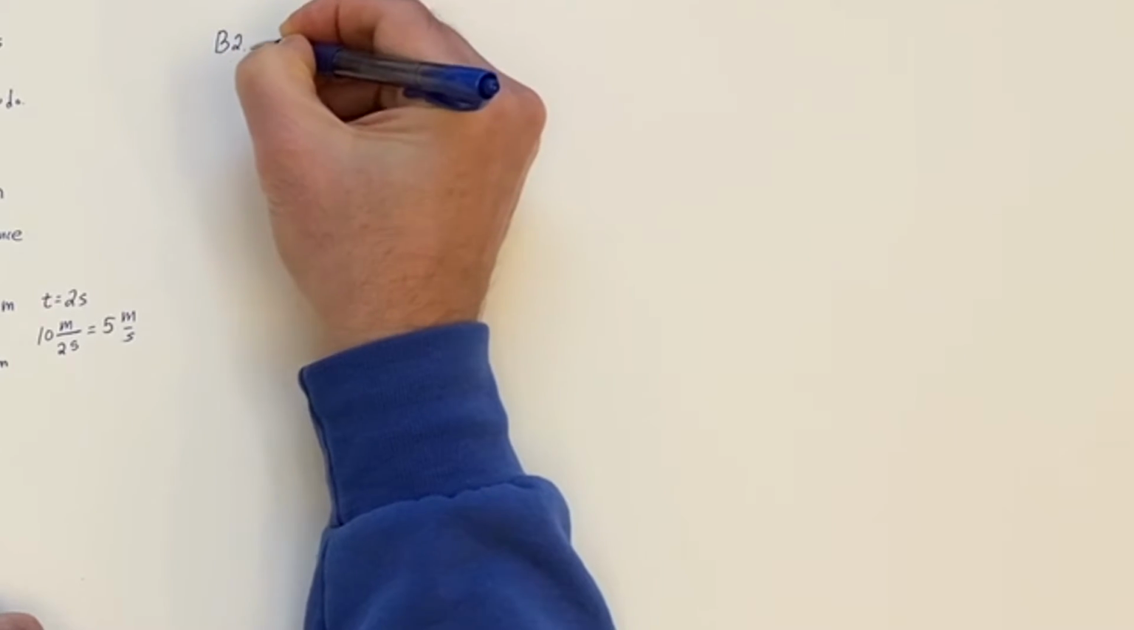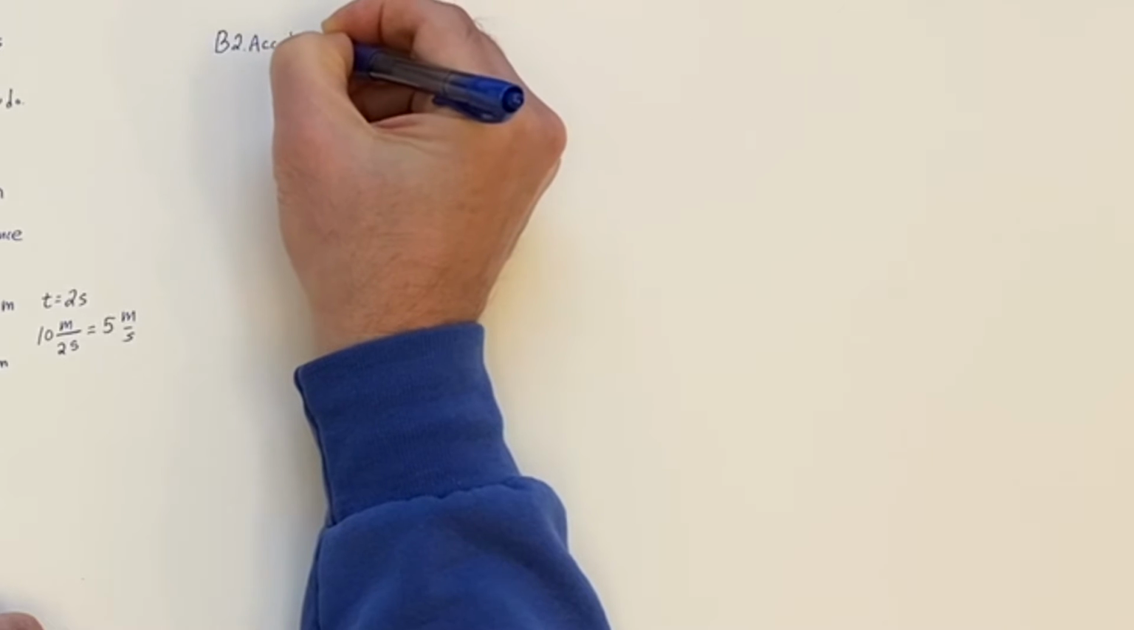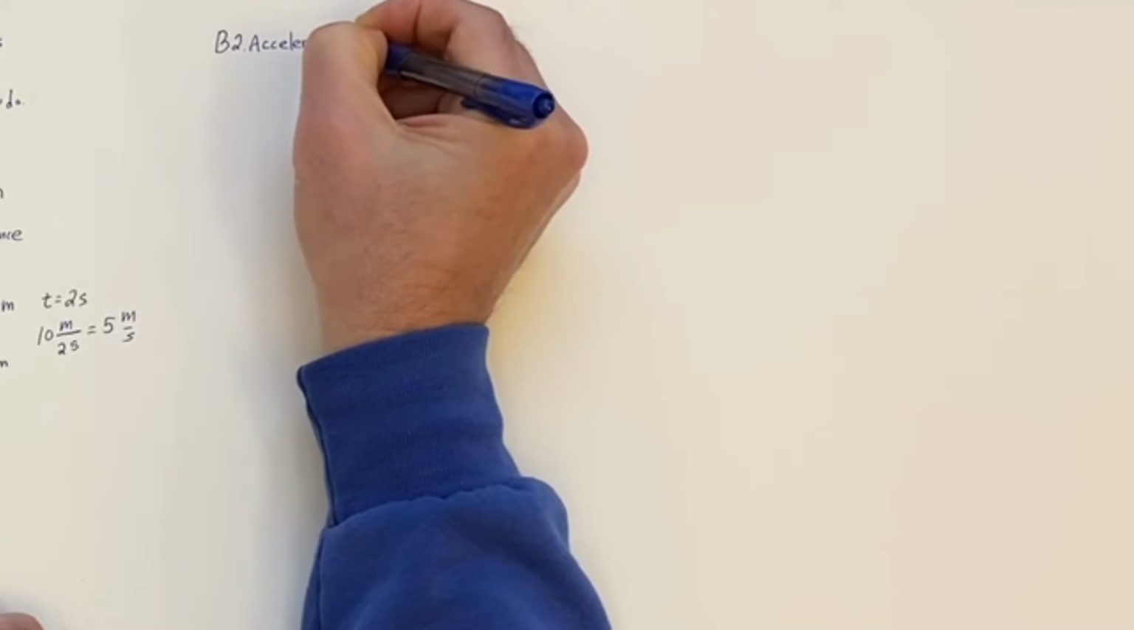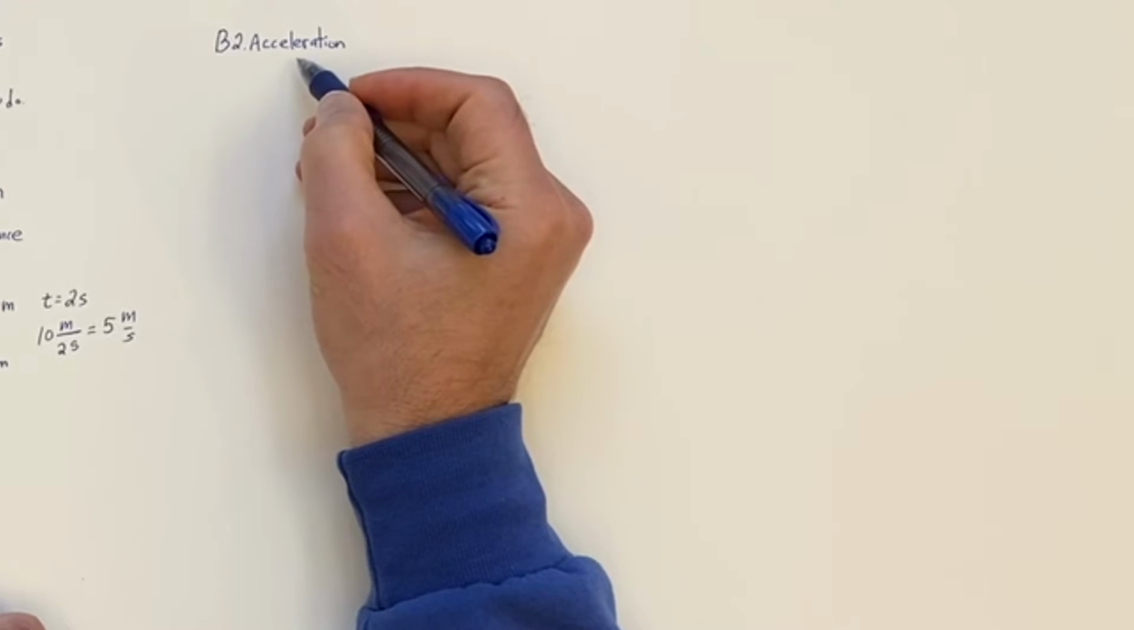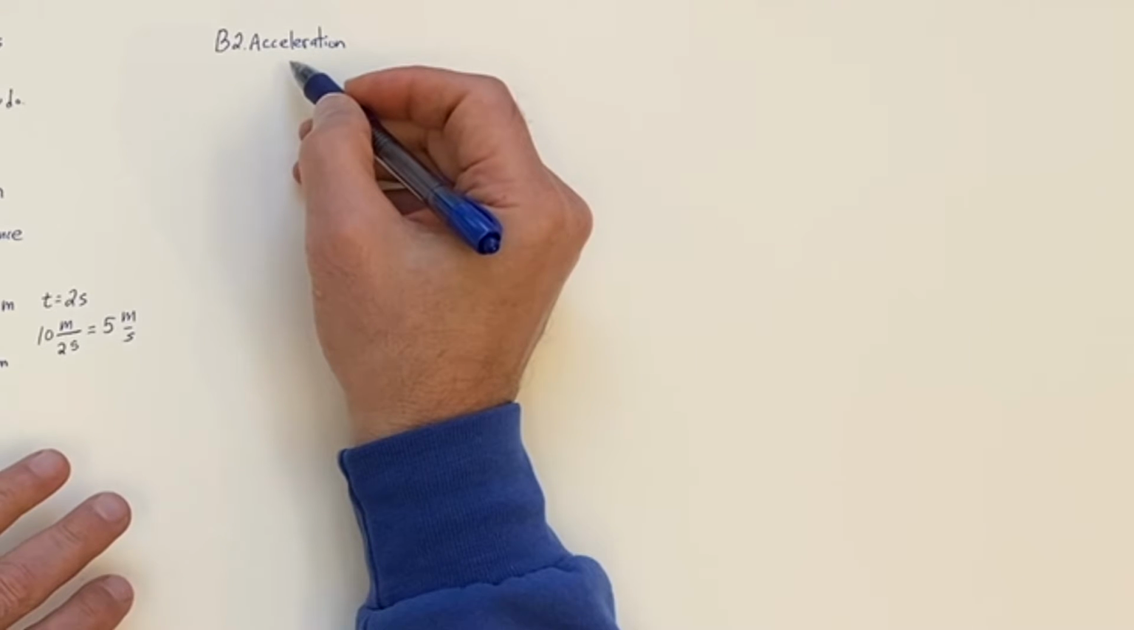B2. Acceleration. This is another quantity that arises naturally in kinematics, and this deals with the change in the motion.